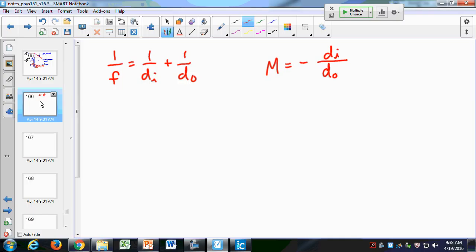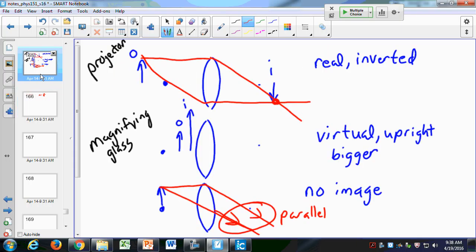Di is, gosh, what is di? The image distance, right? And then do is the object distance. It's the distance from the lens to either the image or the object. So as we're looking back on these previous figures, if I were to draw my object distance, it would be here. This would be do. This would be di, because it's to my image. And then here I have do.